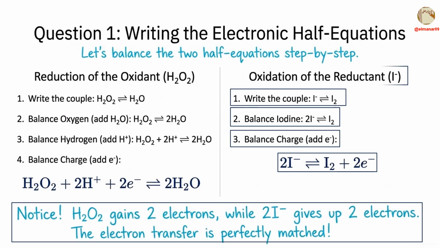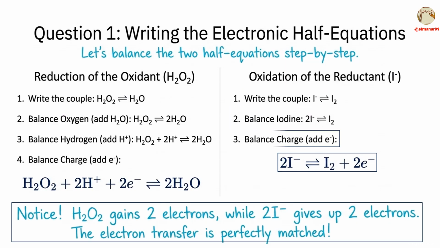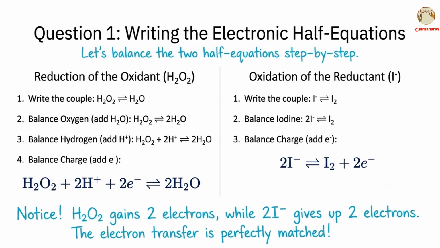For the oxidation of our reductant, I-, it is even simpler. We double the I- to balance the atoms and add 2e- to balance the charge, resulting in 2I- = I2 + 2e-. Notice how perfectly they fit? H2O2 wants exactly 2 electrons, and 2I- gives away exactly 2 electrons. It's a perfect match, like 2 puzzle pieces clicking together.